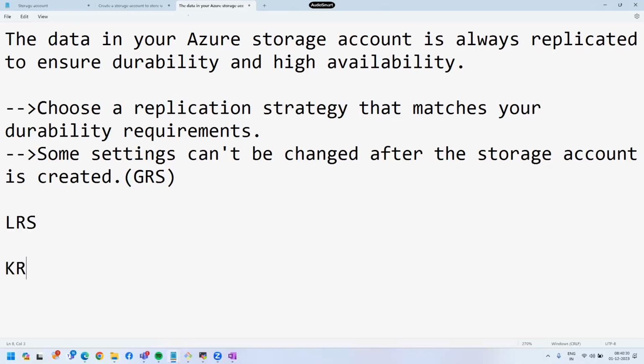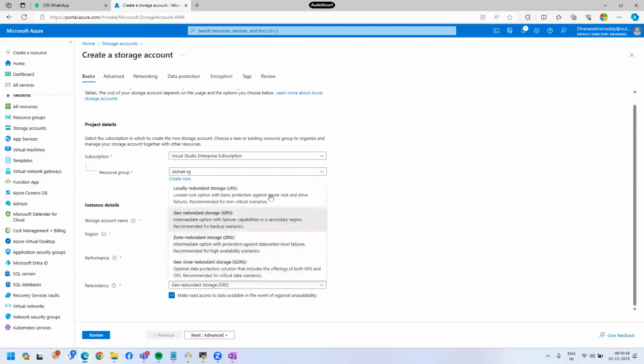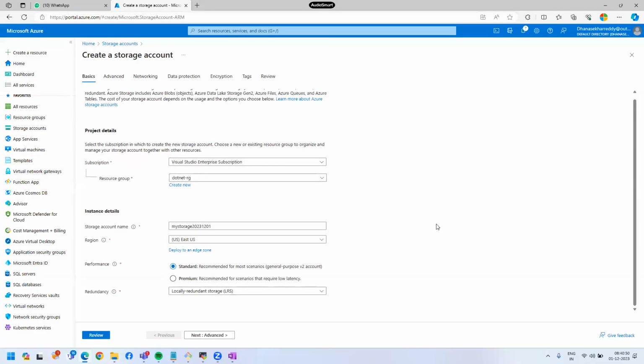LRS to ZRS and ZRS to GRS, that is possible. There is a hierarchy, that is what they have mentioned in the point. Now I am choosing LRS, fine. My data should be within the data center.